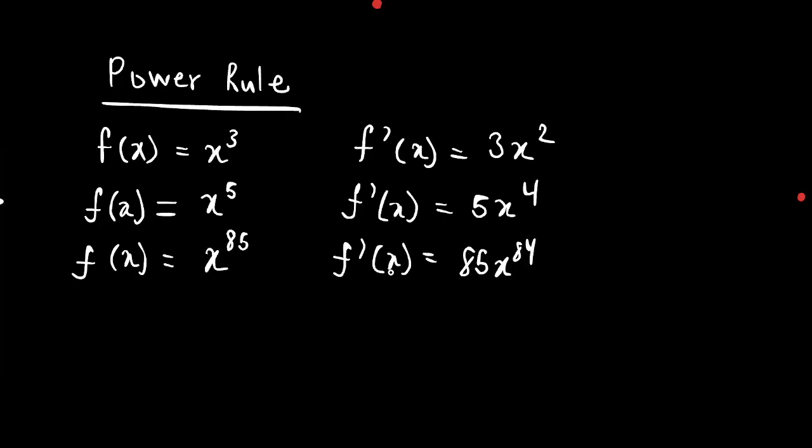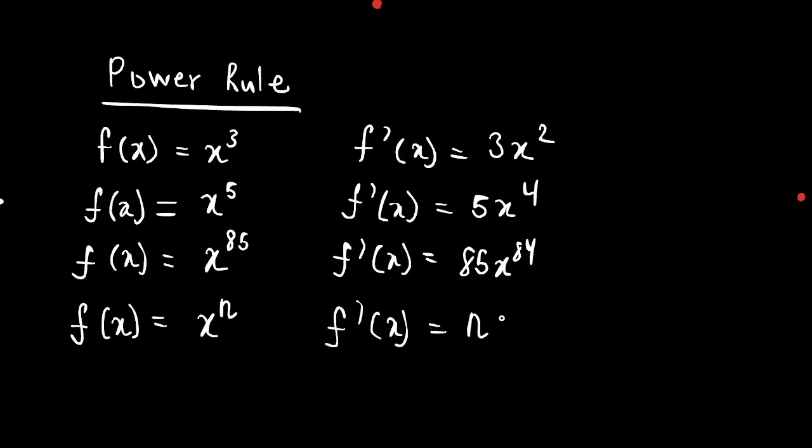So hopefully the pattern here has become apparent, and this is what the power rule is. To write it out more symbolically as a formula, if we're given a function f of x that is x raised to a power n, then the derivative of that function is simply going to be n times x raised to the n minus 1.